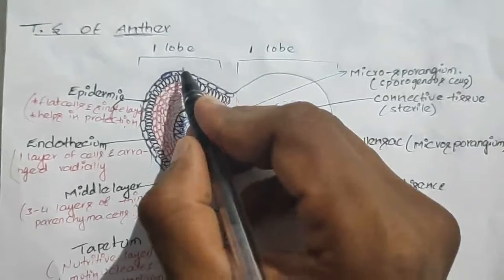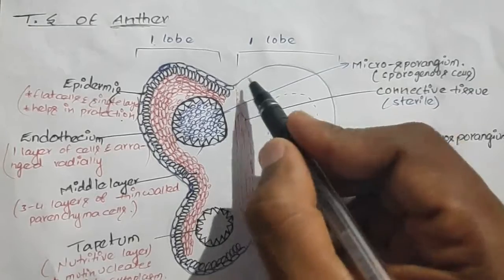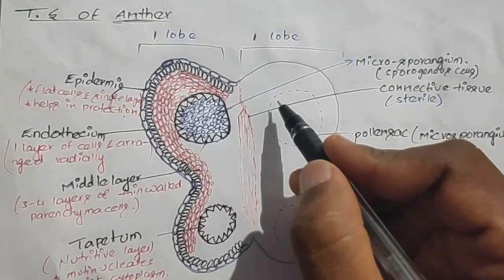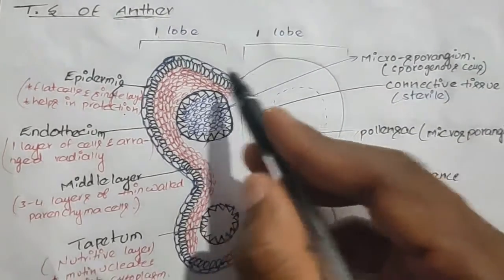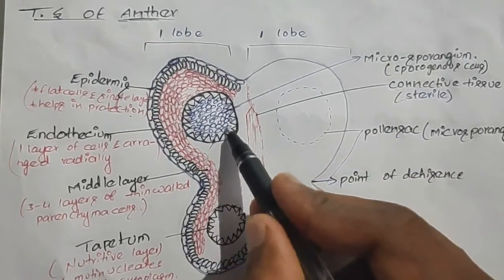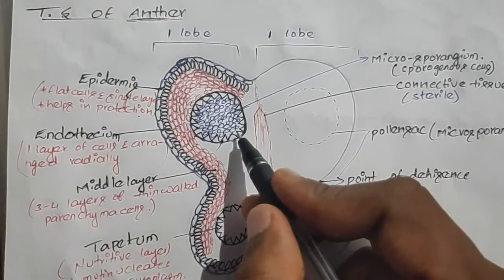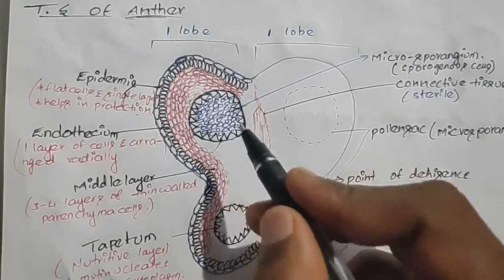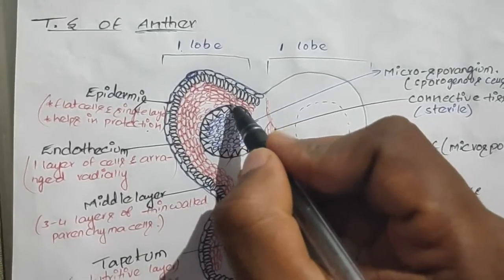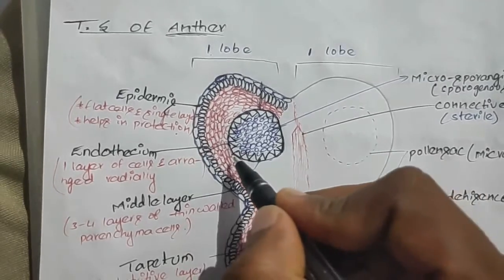Transverse section of the anther. This anther is bilobed. This is one lobe and this is one lobe. In the majority of cases, this anther is bilobed, but only in the family Malvaceae there are monothecous anthers, meaning only one lobe is present. In each lobe there are two pollen sacs present. Therefore, totally 4 pollen sacs are present. Inside these pollen sacs, the pollen grains are produced. The region from this pollen sac to the outside layer is known as the anther wall.